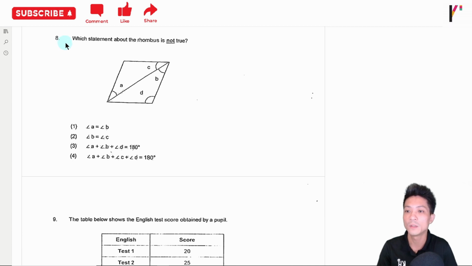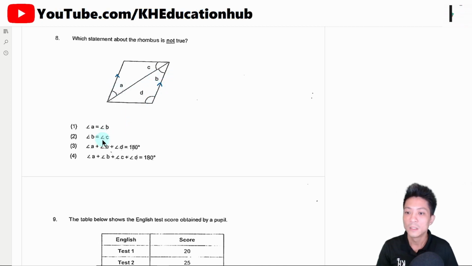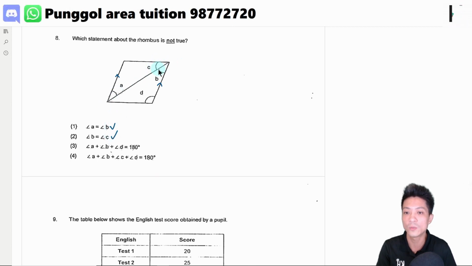Okay, question 8. Which statement about the rhombus is not true? Is angle A equals to angle B? Yes, because these two sides are parallel, so this is the alternate angle. Is angle B equals to angle C? Yes. The diagonal of a rhombus will cut the angle over here into two equal angles.